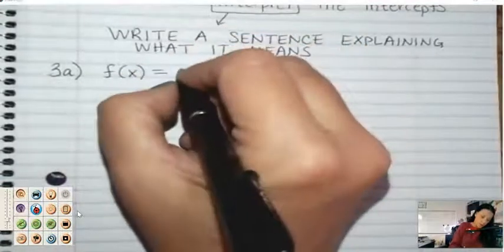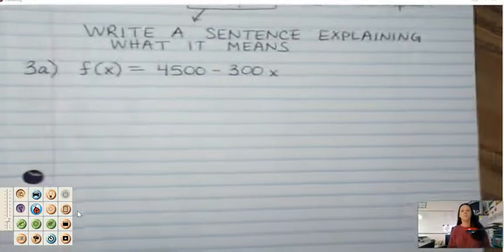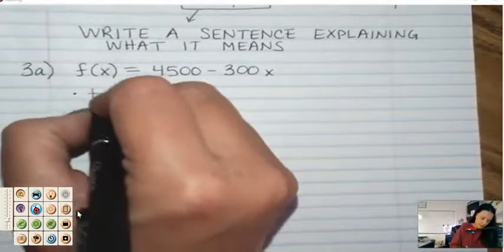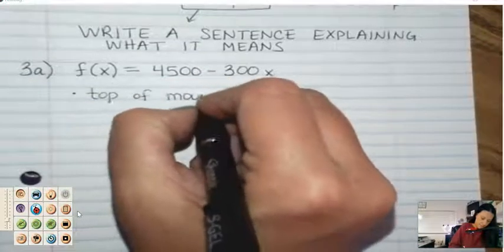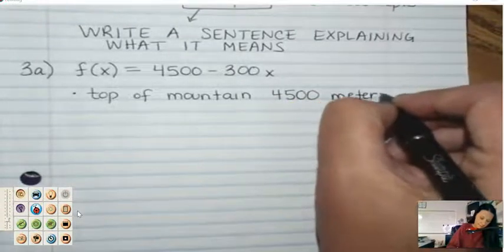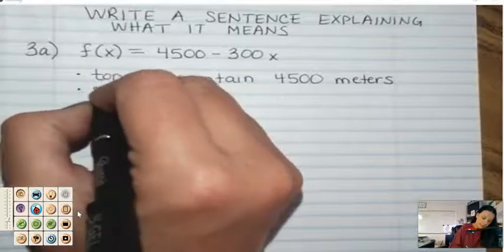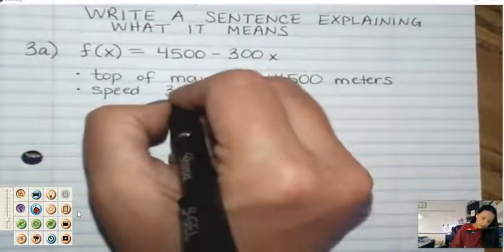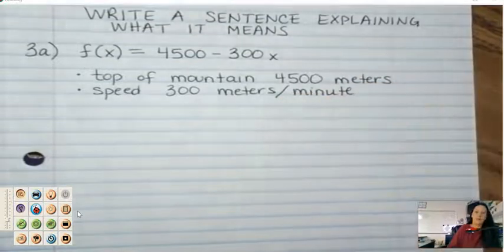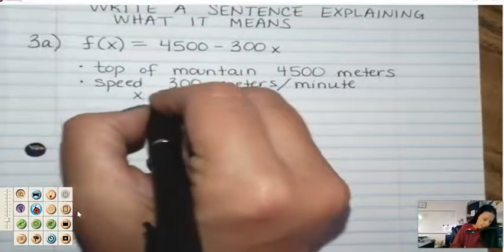F of x equals 4,500 minus 300x. It tells me the top of the mountain is about 4,500 meters. The speed of the tram is going 300 meters per minute. The speed it's going at is 300 meters every minute. And it tells me x stands for minutes.